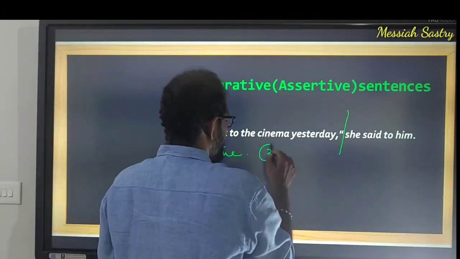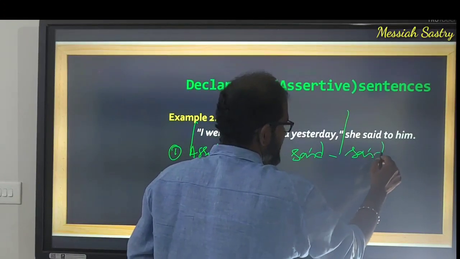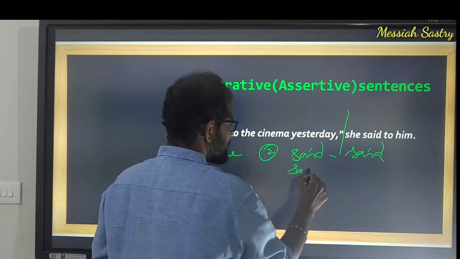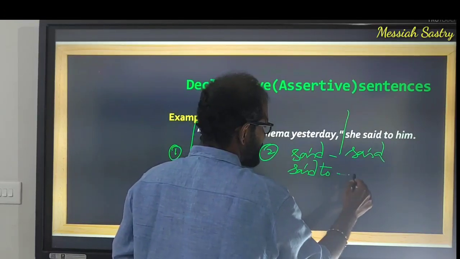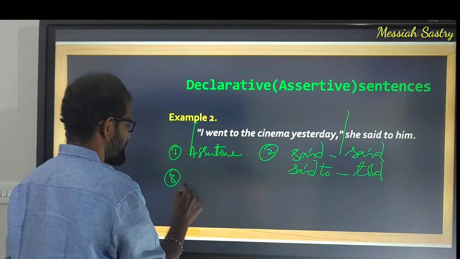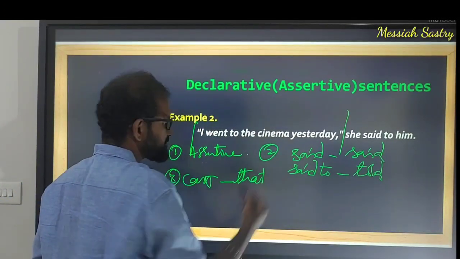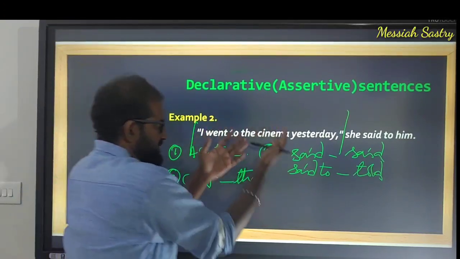Immediately you come to know all the points. Assertive sentence. What? Said, said. Said to, told. What conjunction must be used? That. And let's change the sentence.